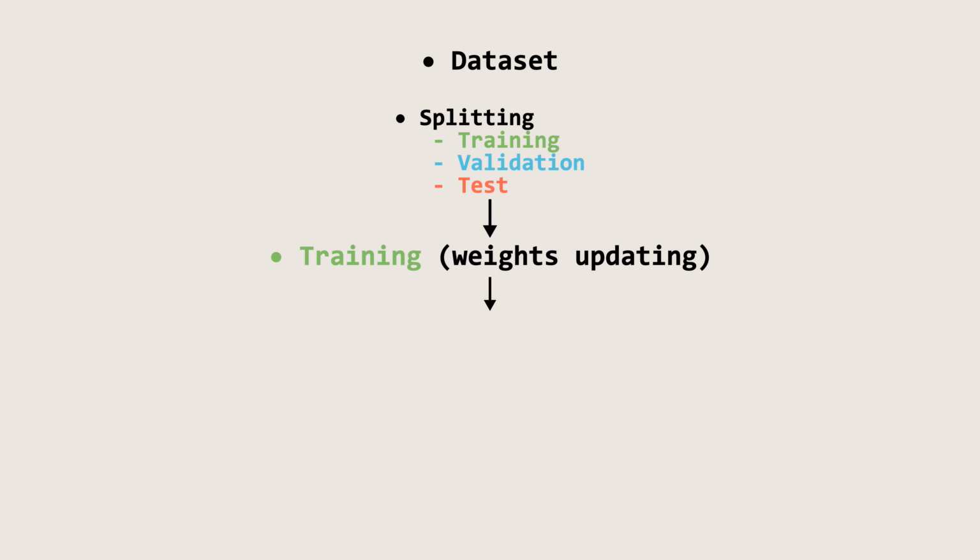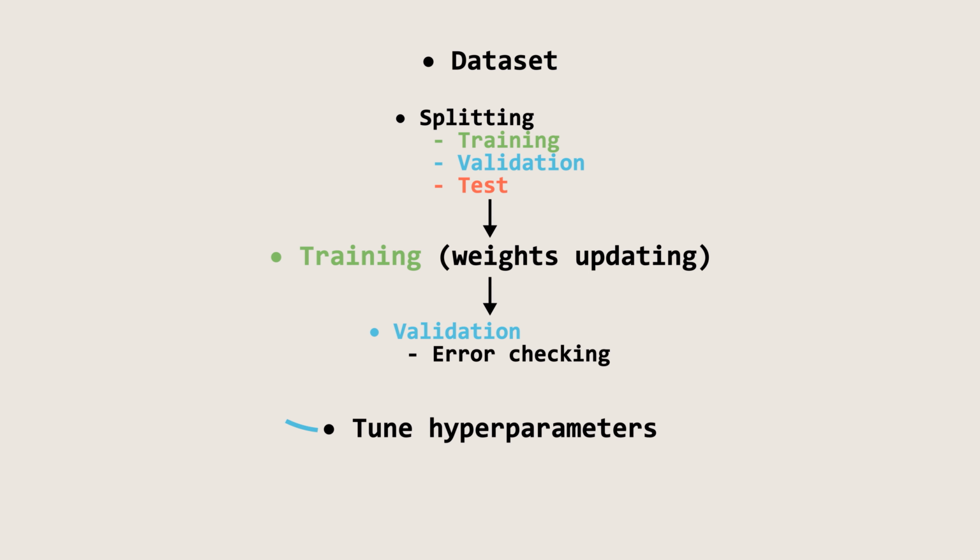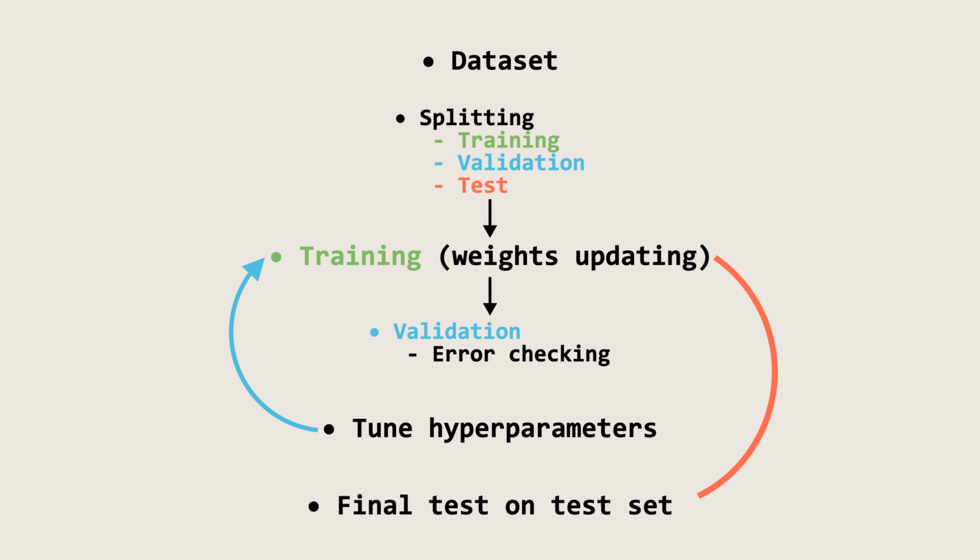So, the life cycle roughly looks like this. We start with the dataset, split it into training, validation, and test sets, train the model, validate it, if needed, tune the hyperparameters, and continue training. Finally, once satisfied, we stop training and check the performance on the test set.